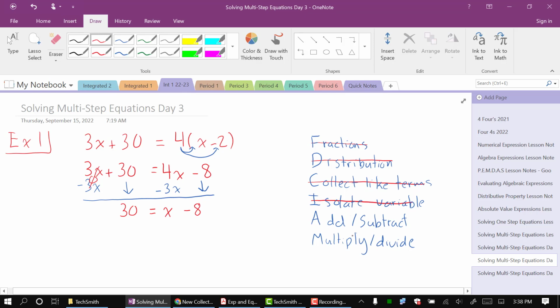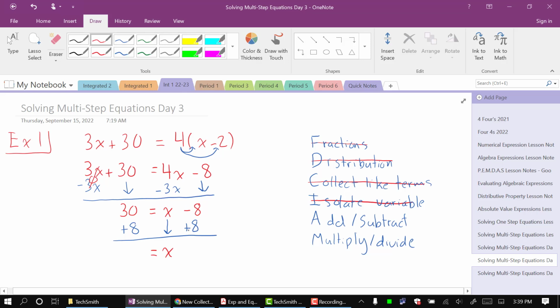Now I want to add, subtract, and then multiply and divide. And when I look at this, I have it being subtracted by 8. So the opposite of subtraction is addition. I'm going to add 8 to both sides. Again, I'm not doing anything to this x term, so I'm going to go ahead and just bring this down so I don't forget about it as I'm solving this problem.